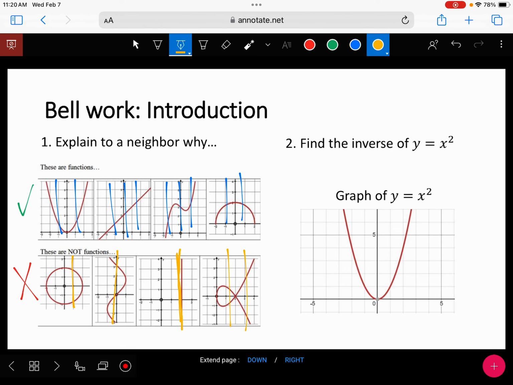So remember, the definition of a function is every input is going to have one output. And the way we can test that on a graph is with our vertical line test. So now number 2, write down in your notebooks y equals x squared. And once you get that written down, I want you to find the inverse.